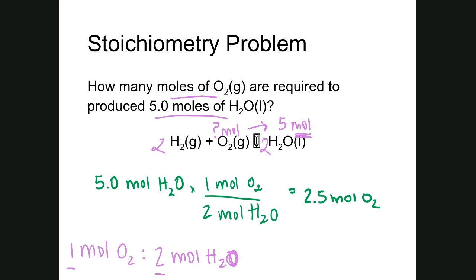And I can rewrite this as a conversion factor. So I know that I want to get rid of my water, so that's going to have to go on the bottom. That leaves my moles of oxygen on the top. And then step 4 says to convert out of moles. Well, the question's asking for moles of oxygen, so we don't need to convert out of moles. So we do 5 divided by 2, 2.5 moles of oxygen gives us our final answer. In order for us to make 5 moles of water, we need 2.5 moles of oxygen.